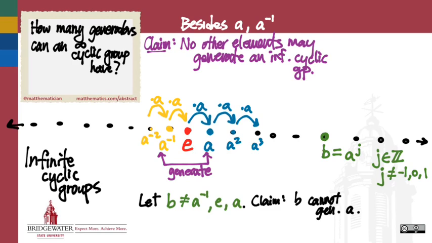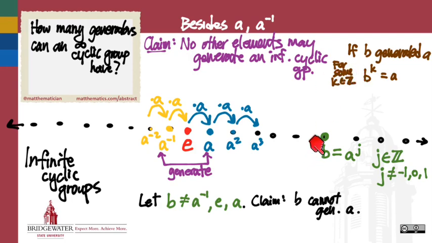And so, argue by contradiction. Suppose b generates a. If b generated a, then what would that mean? This would mean that b to some power is equal to a for some integer. But on the other hand, we know that b is already itself a power of a, right? So a to the j is equal to b. So we'll put that a to the j.